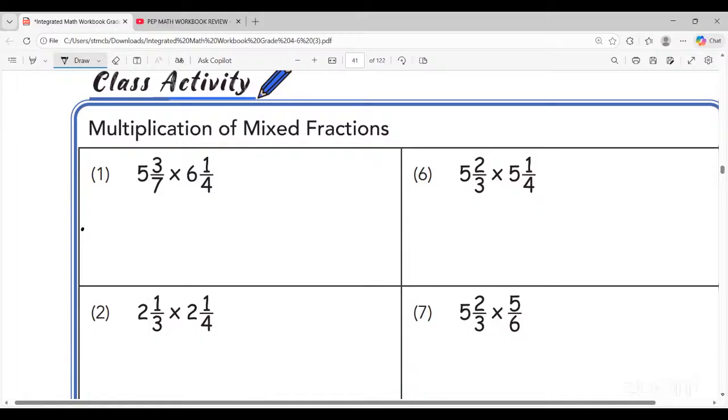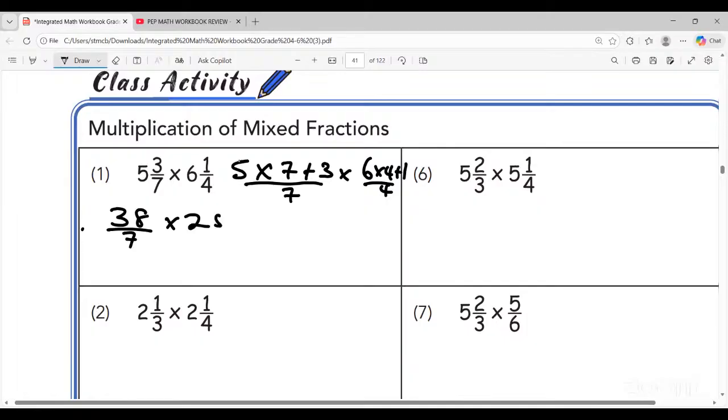So we have 5 and 3/7 times 6 1/4. So we're going to convert, guys, this is very important. 5 times 7 and our denominator, 7. 6 times 4 plus 1, over 4. All right, so 5 sevens, 35 plus the 3, 38/7 times 6 fours, 24 and 1, 25/4. Now the rule says we multiply numerator by numerator.